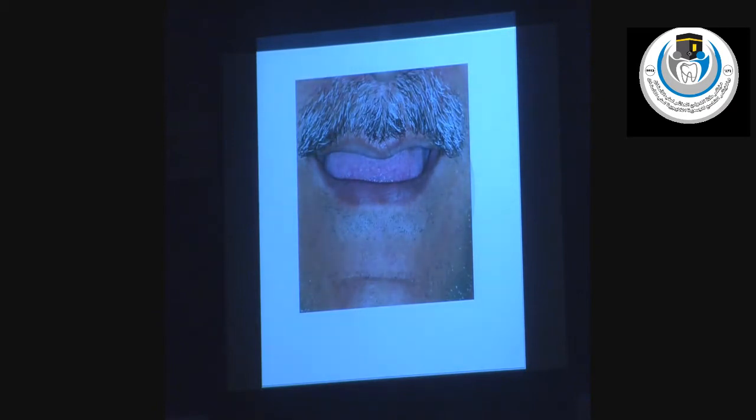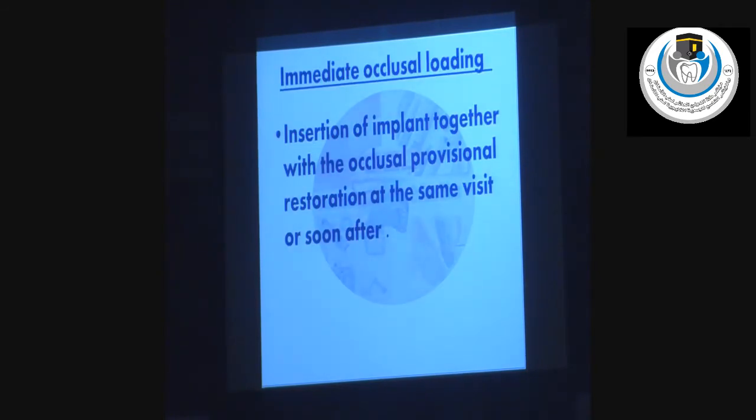This is a case where the patient has missing upper and lower teeth at the same time. So immediate occlusal loading is the insertion of the implant together with the occlusal provisional restoration at the same visit or soon after.